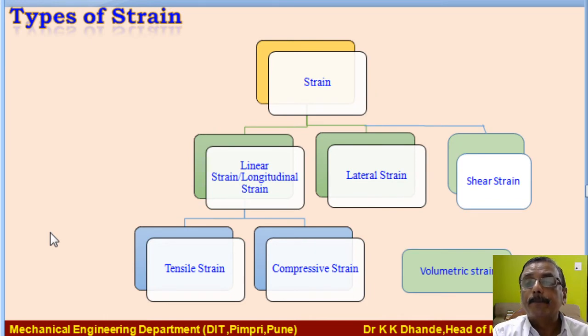Types of strain. Strains are basically classified into three categories. First is linear strain, its another name is longitudinal strain, then lateral strain, and shear strain. Longitudinal strain is again classified into two categories: tensile strain, compressive strain, and volumetric strain.